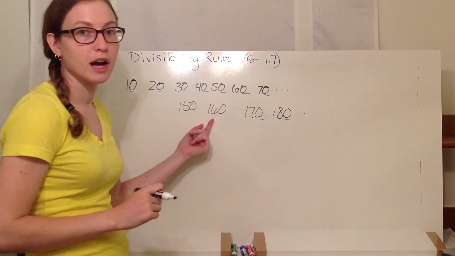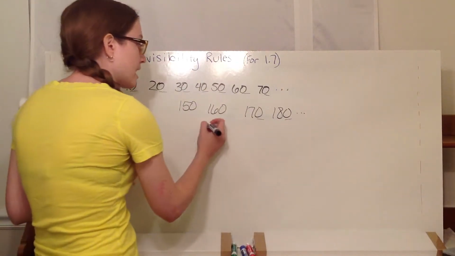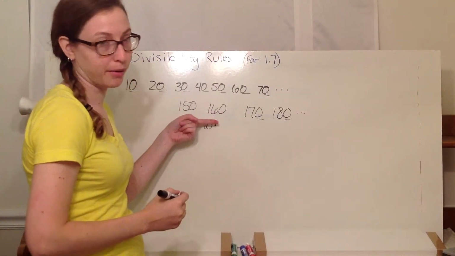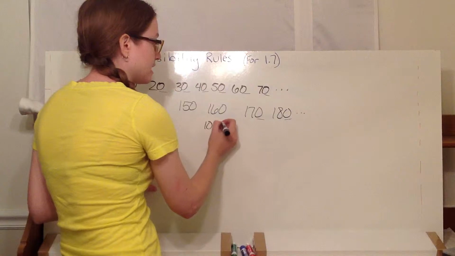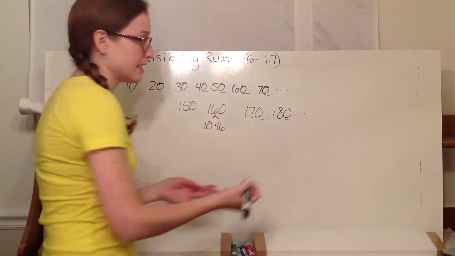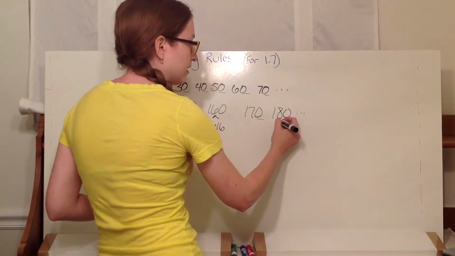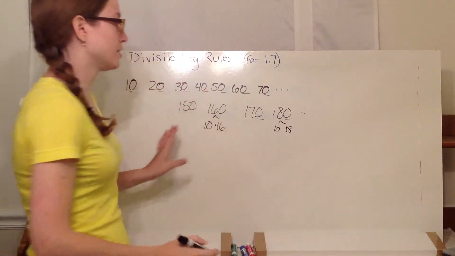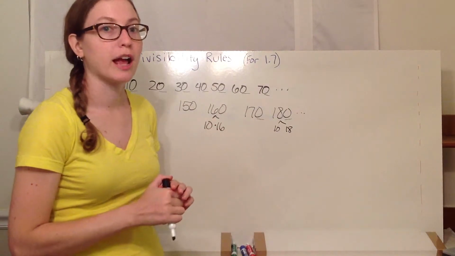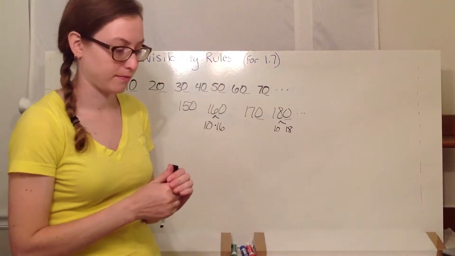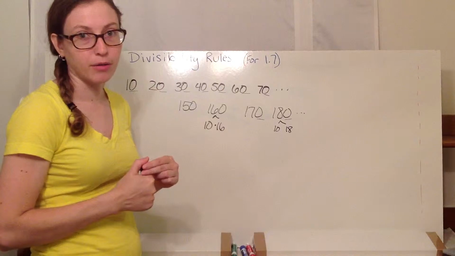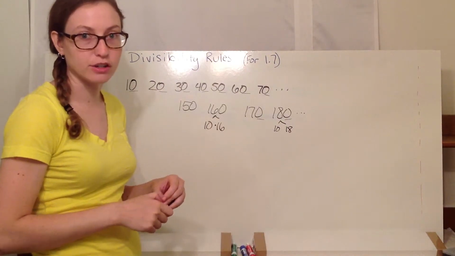So for example, 160 is 10 times the number without the 0. So it's 10 times 16. Same with 180 is 10 times 18. So this is a way of dividing things quickly into much smaller and easier numbers to deal with. So the rule for 10 says that if it ends in 0, 10 will always be a factor.